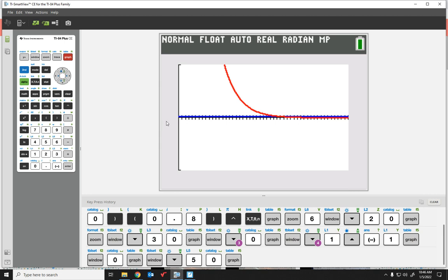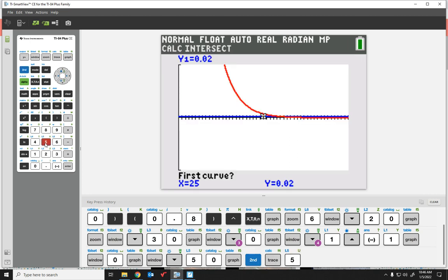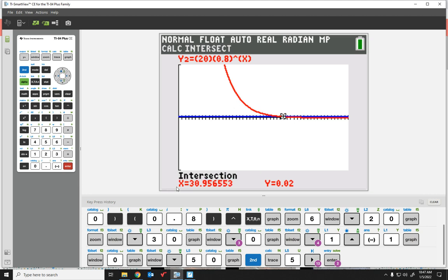So again, it's just like everything with this intersection method. It's trial and error with the window settings to actually get the intersection points. Now we can calculate it. So I can calculate, find the intersect, and it looks like it's somewhere about like right here. This is where like the red curve crosses the blue line. Hit enter and enter. Go ahead and guess the solution. And it says x is 30.9.